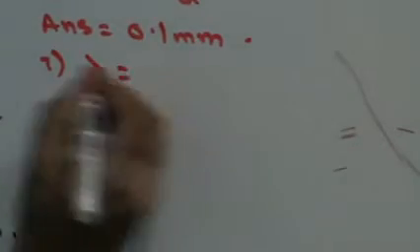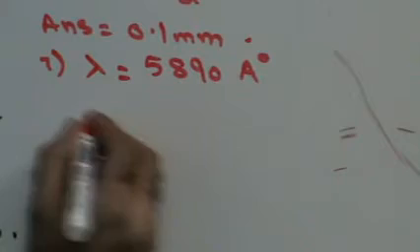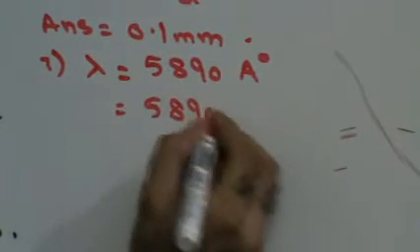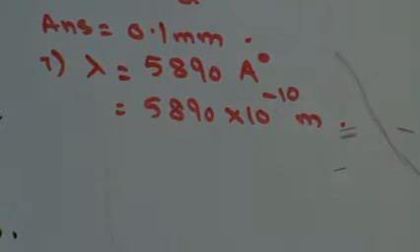Next, take our next sum please. In biprism experiment, slit is illuminated by a wavelength of 5890 Angstrom units.